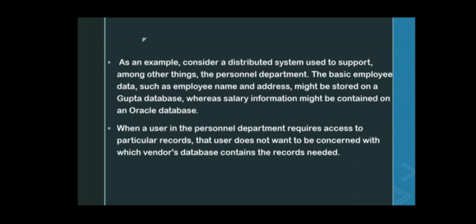When a user in the personnel department requires access to some particular records, that user does not want to be concerned about which vendor's database contains the records needed, because they are stored in the Gupta database and also in the Oracle database. So the user from the personnel department who wants to access particular records does not want to be concerned about the vendor's database, and it is easily accessed by the user.